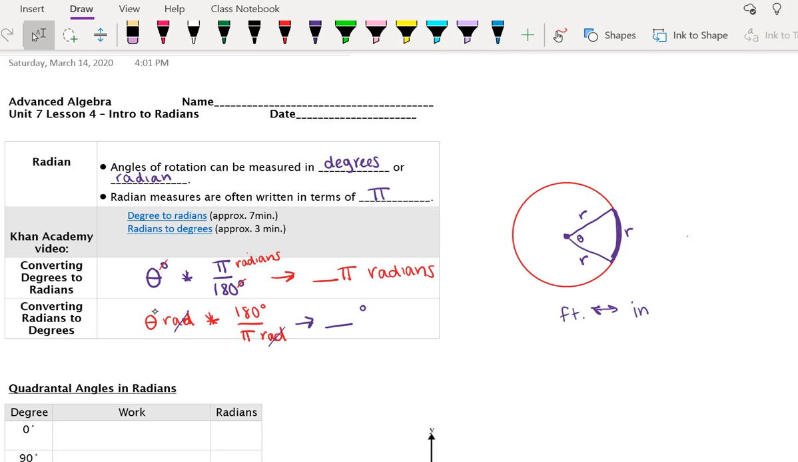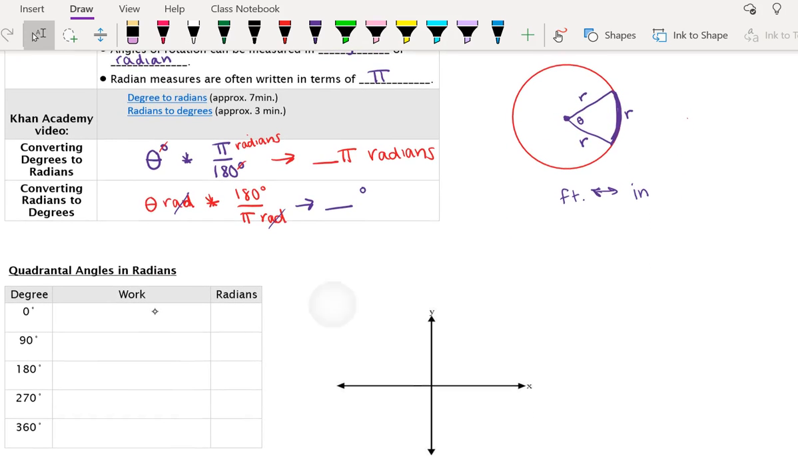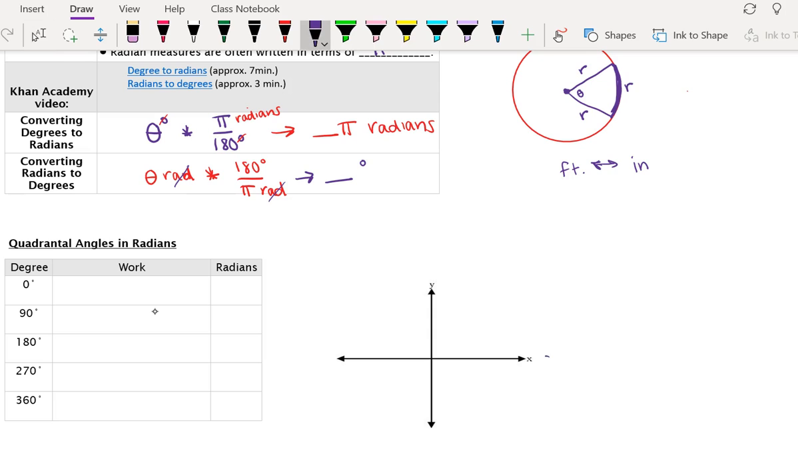Okay? So let's take a look at our quadrantal angles. So the 0 degree mark, that's our starting value here. If I took 0 degrees, so we're converting into radians, this is degree measure, so I'm going to use the first formula. 0 times pi over 180. Well, that's just going to be 0. So 0 degrees is equal to 0 radians.